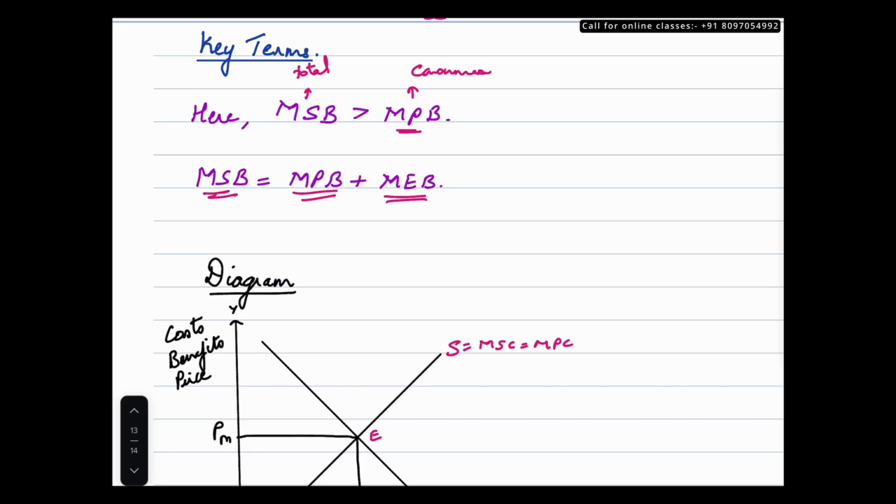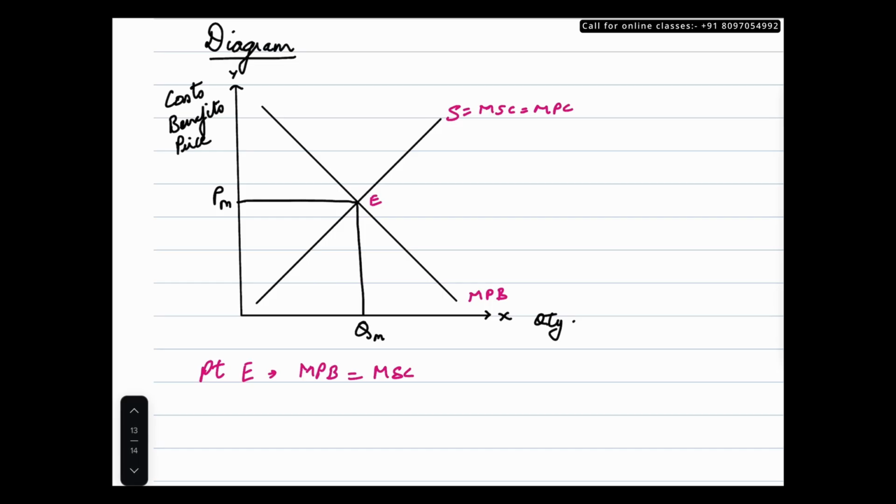Marginal social benefit is greater than marginal private benefit, which means that your marginal social benefit curve would be to the right of the private benefit curve. Let's draw that. This over here is your marginal social benefit. The vertical distance between them represents marginal external benefit. Now, at point E, what do we see?